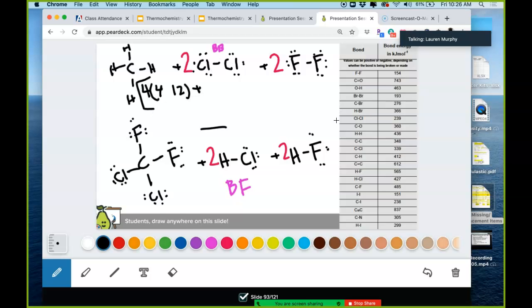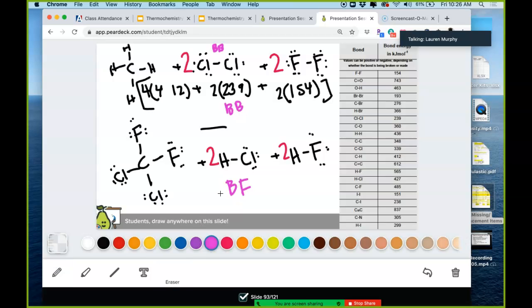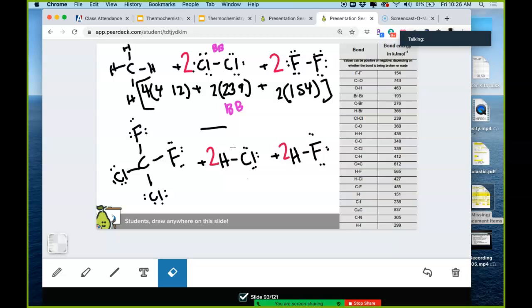Plus chlorine, chlorine is 239, and there's 2 of these guys, so times 2. Plus fluorine, fluorine is 154, and there are 2 of them. So this is my bonds broken. So minus, so all these bonds being formed.